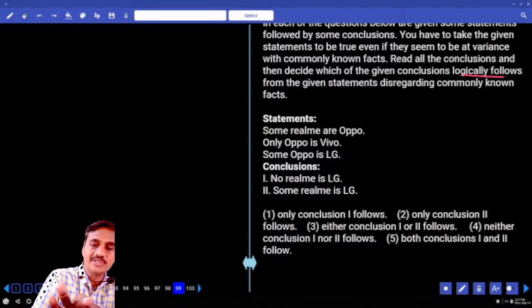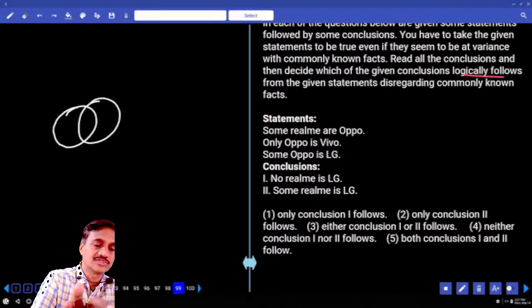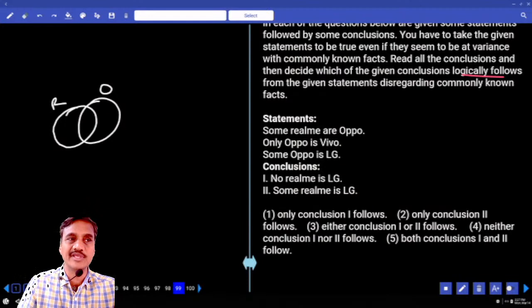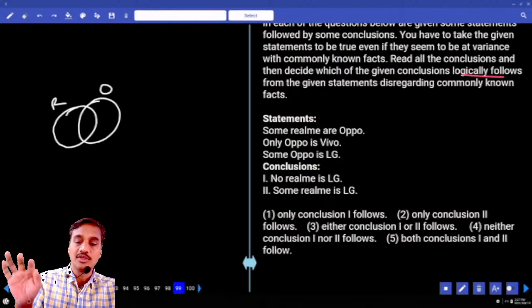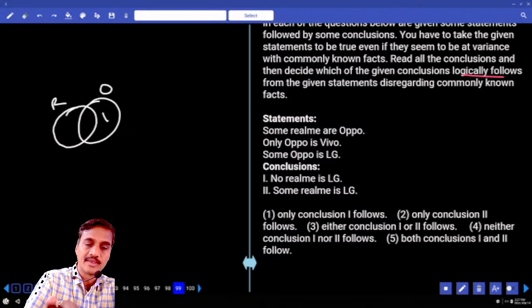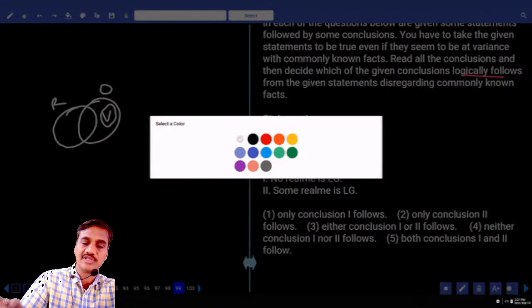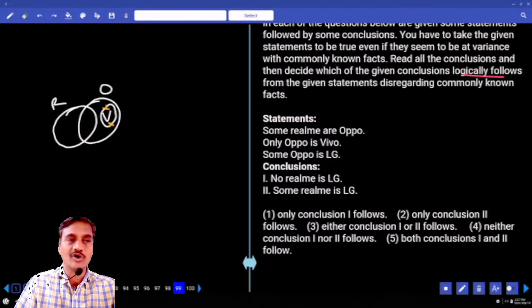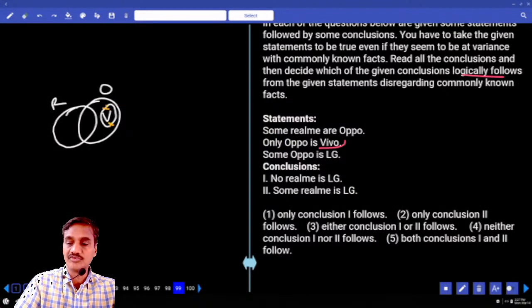Some realme are oppo. And some of these realme are what? Oppo. And only this oppo or vivo. And the meaning, చెప్పండి. All vivo belongs to oppo. And this vivo belongs to oppo. And this vivo does not belong to anything else other than this oppo. Vivo దేనికి చెందుతుంది చెప్పండి? ఒప్పోకి మాత్రమే చెందుతుంది. Now this vivo belongs only to oppo.